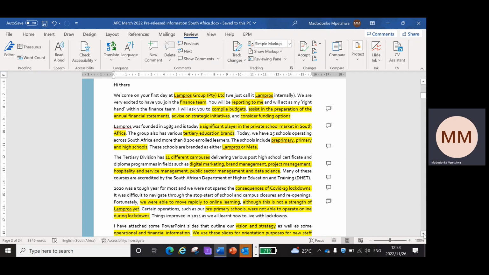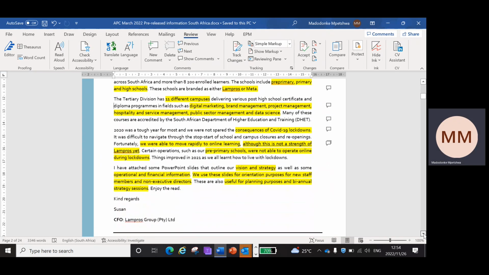If we then continue, it says, I have attached some PowerPoint slides that outline our vision and strategy, as well as some operational and financial information. We use these slides for orientation purposes for new staff members and non-executive directors. These are also useful for planning purposes and biannual strategy sessions. Enjoy the read. Kind regards, Susan, the CFO.